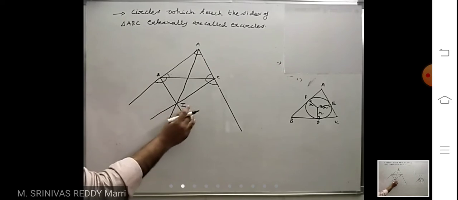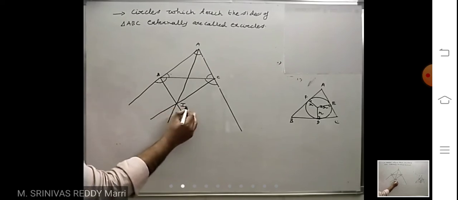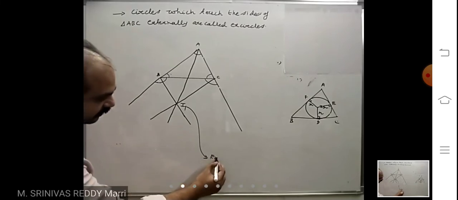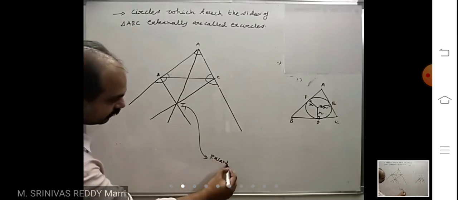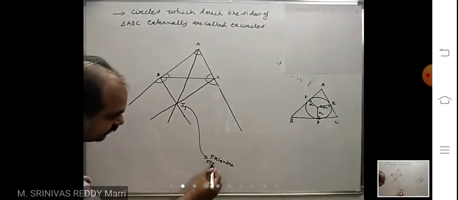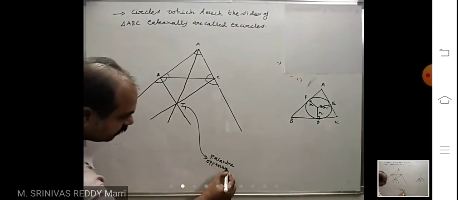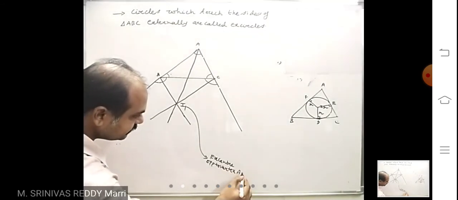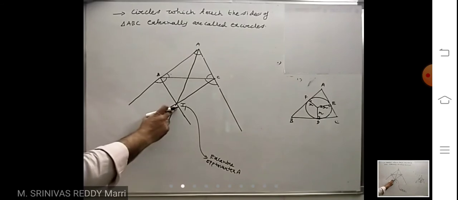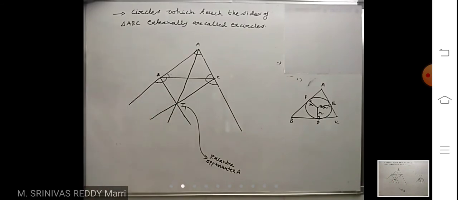This is called the excenter. Look, I am writing here. This is called the excenter, the excenter opposite to vertex A. This concurrency point is called the excenter opposite to vertex A.